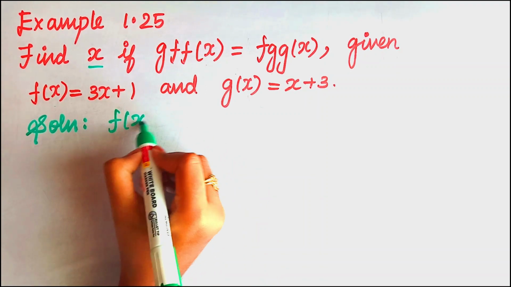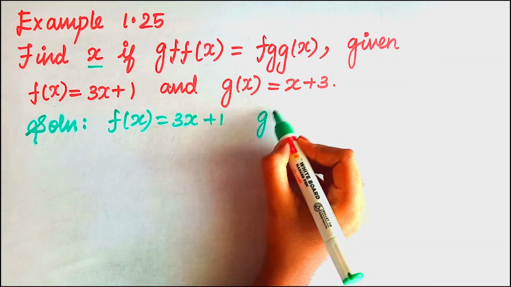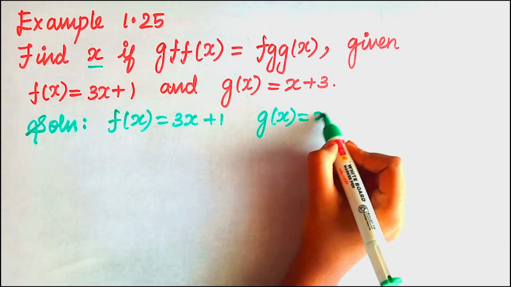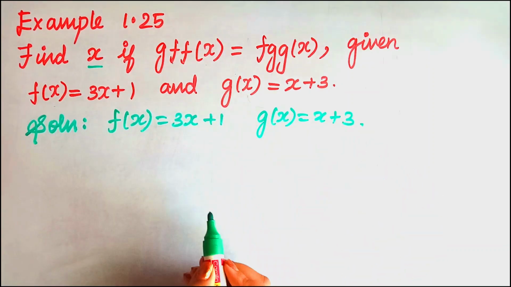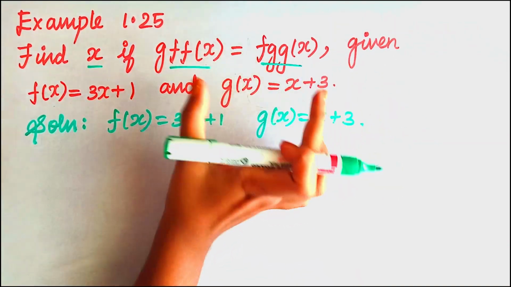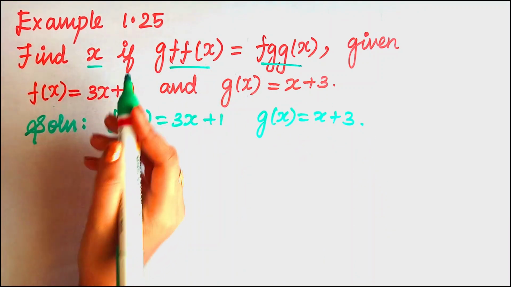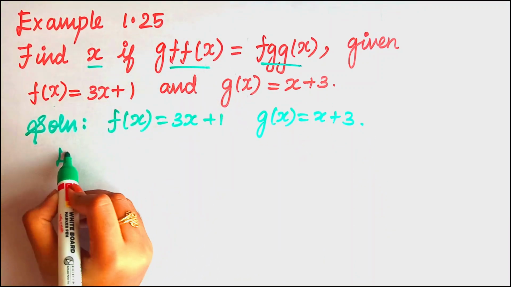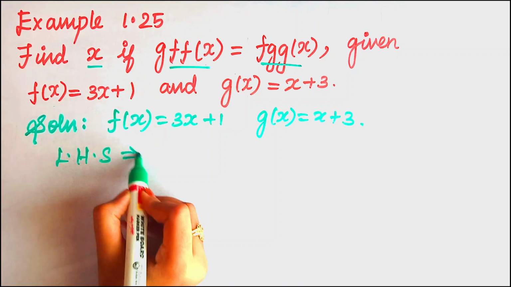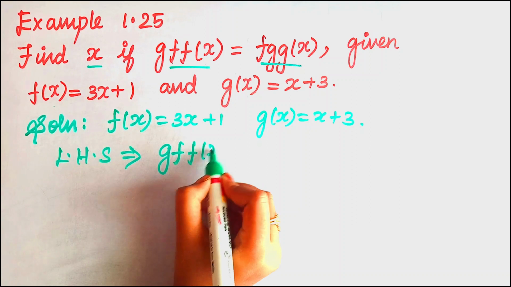So first let's write the given part. f(x) is equal to 3x plus 1 and g(x) is equal to x plus 3. First we have to find this, then find this, and then equate these two so that we can find the value of x. So first let's find the value of the LHS. The left hand side is (g∘f)(x).